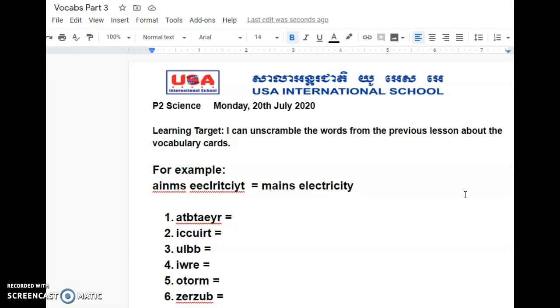So today's objective or learning target is that I can unscramble the words from the previous lesson about the vocabulary cards. Last Wednesday and Thursday, teacher was talking about vocabulary pictures. There you can see pictures of things that we used in our unit, right? So the things we have learned and studied before.